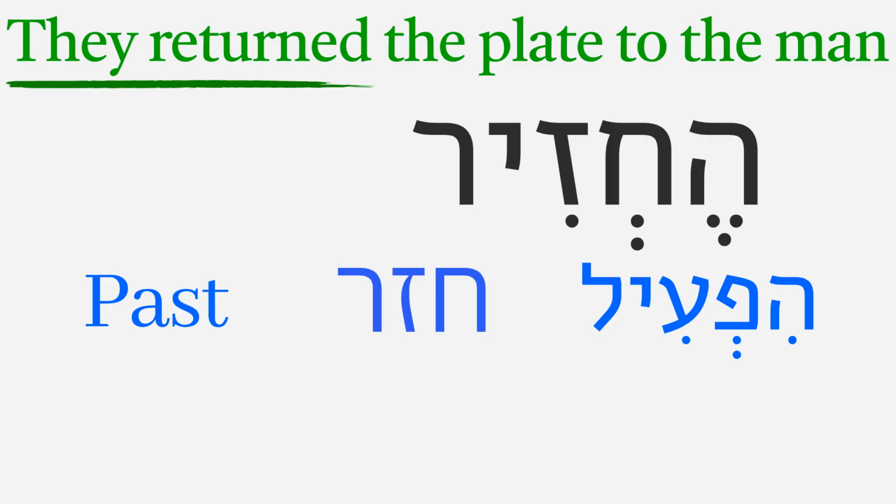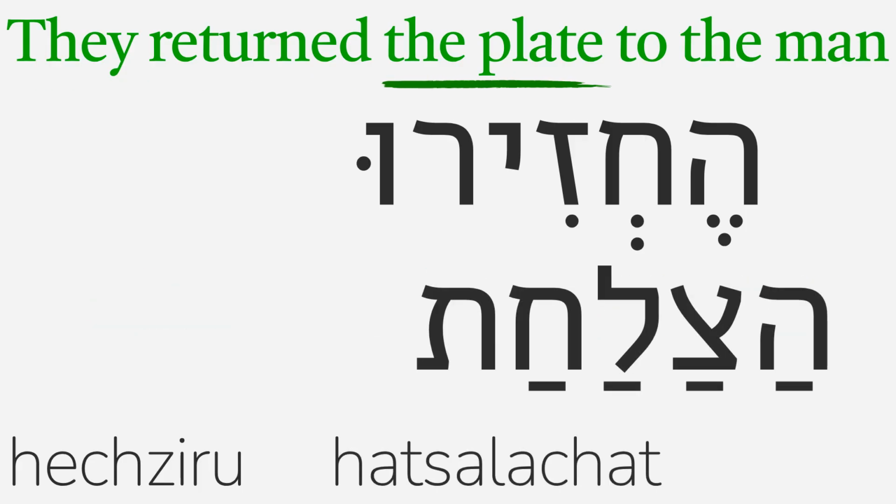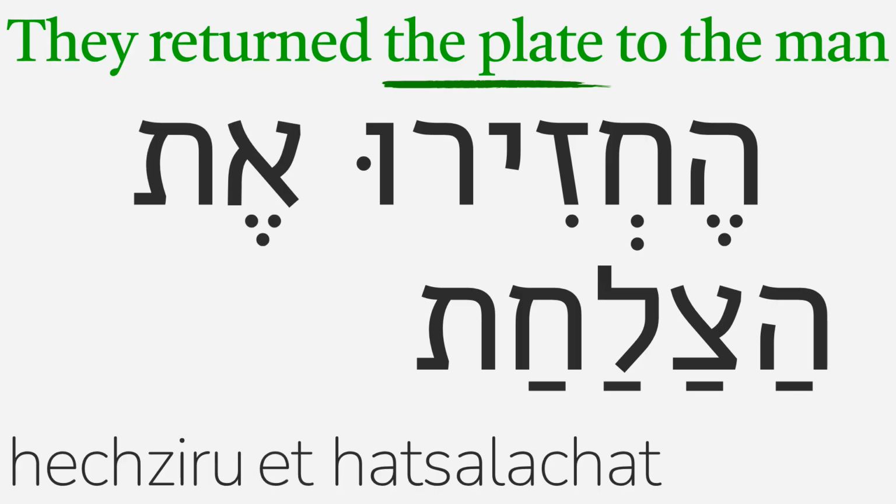To make the heim, they form of the past tense, we can just add the u ending with no vowel change. Hechziru, they returned. The plate is hatzalachat. Hatzalachat is the direct object of the verb hechziru. It is what is being returned. It is also definite. Since it has a ha, that means the. That means the definite direct object marker et has to go before it.